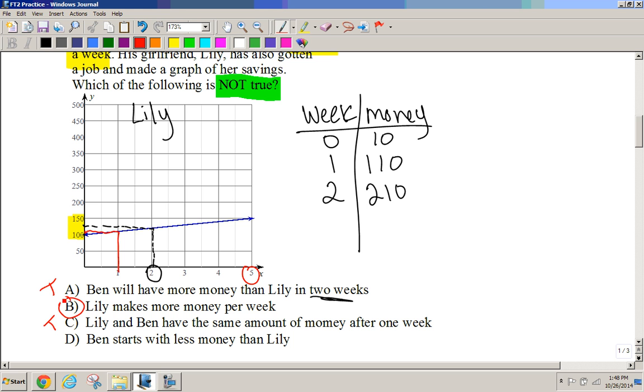That's true. Ben starts with less money than Lily. That's definitely true. He started with 10. She started with 100. So even if you go through all of them, you should come back to B saying that B is false.